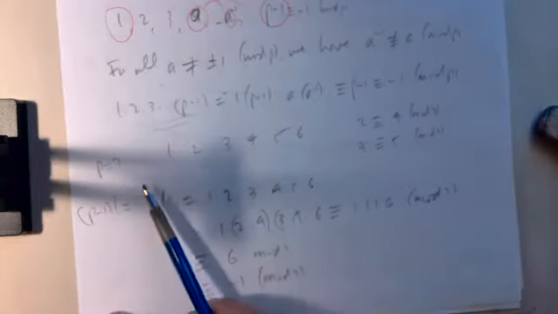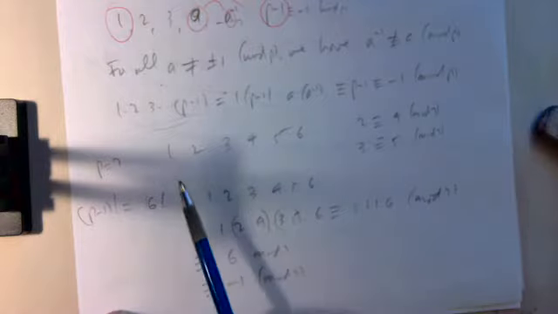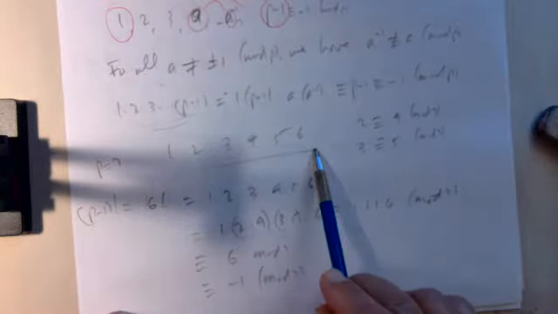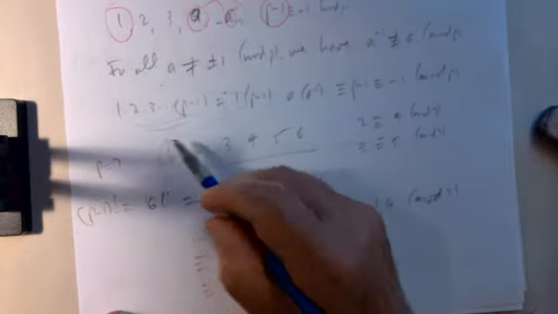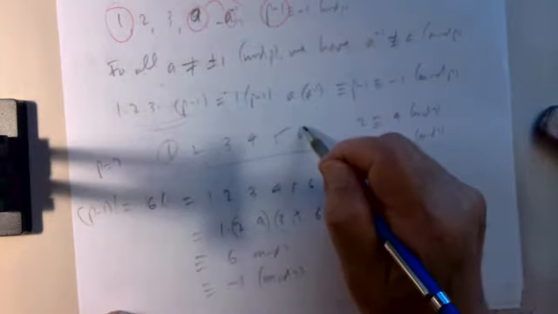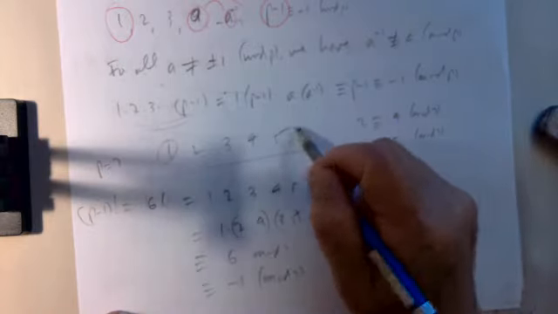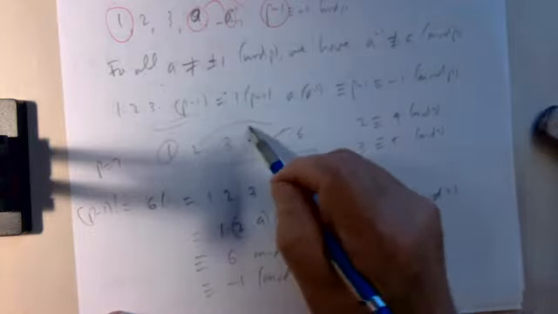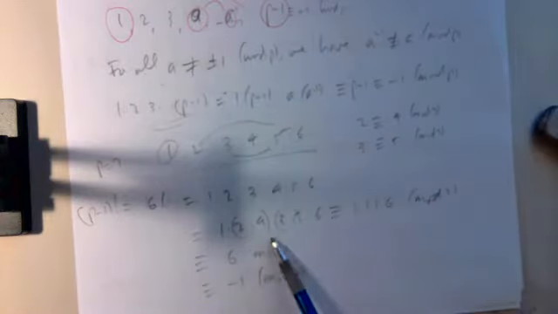So this is exactly what we did in the proof. We looked at all the numbers from 1 to P minus 1. This is congruent to 1. This has the inverses itself, but all the other numbers pair off to a number times its inverse mod 7. And we get this.